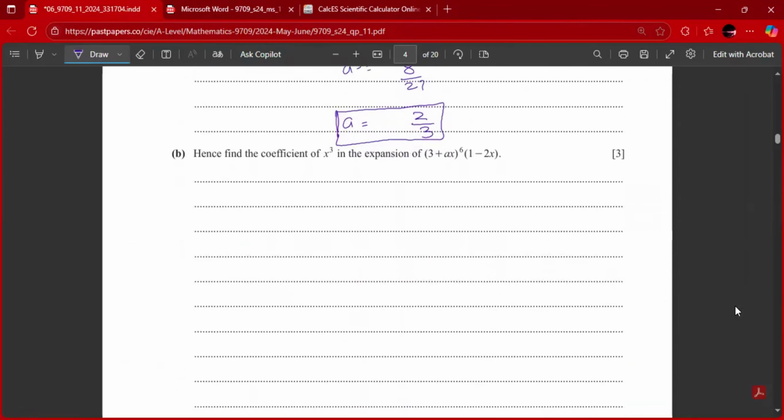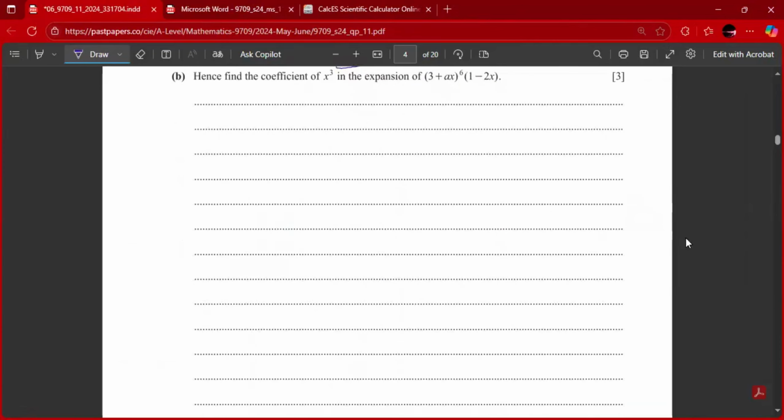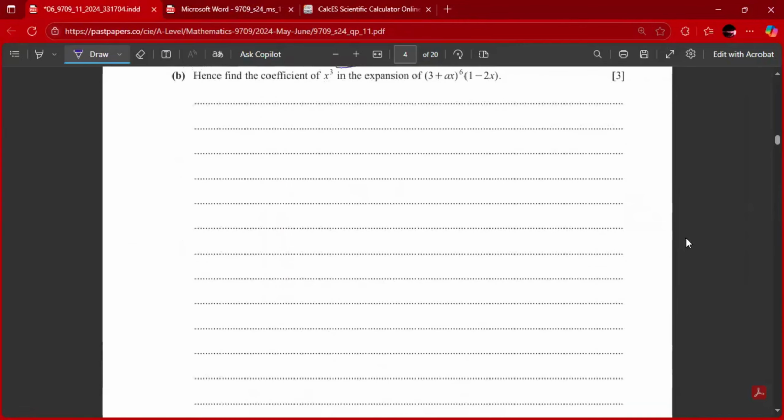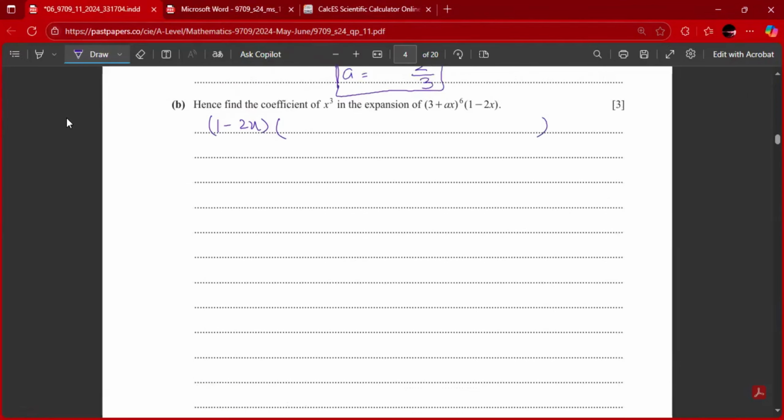Now, we are supposed to find in this expansion, let's do this. It's a 3-mark question. We are not going to expand this whole expansion because it's too time taking and it's going to take too much space. So let's just use some common sense that we have. Probably all of us have it.